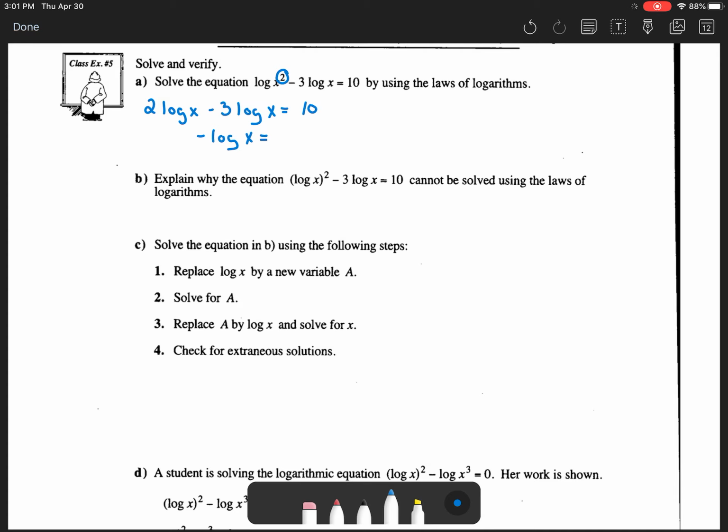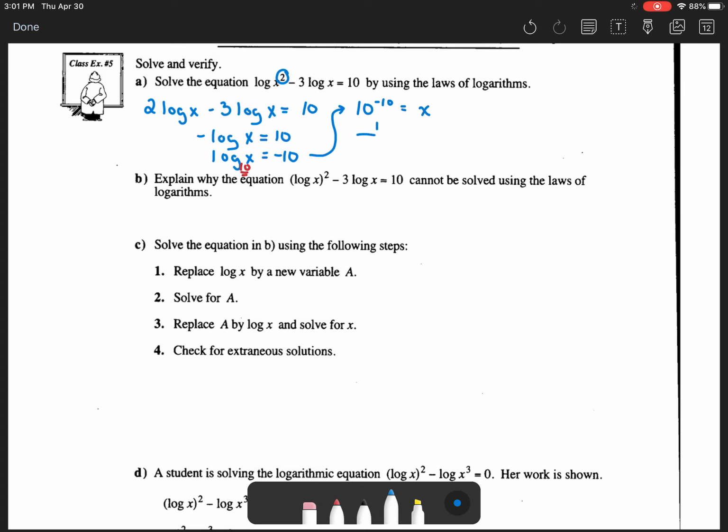2 log x minus 3 log x is negative 1 log x, equals 10. Now, if I want to figure out what x is, I'm going to divide both sides by the negative that is in front of the log, like so. At this point, do not forget that even though you don't see it, there is a base 10 here. So that allows me to convert to exponential form. So this would be 10 to the exponent of negative 10 is equal to x, okay?